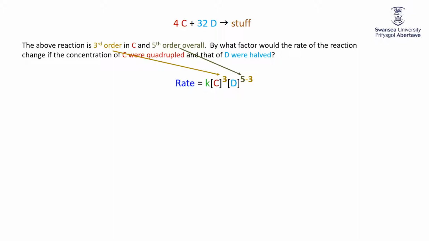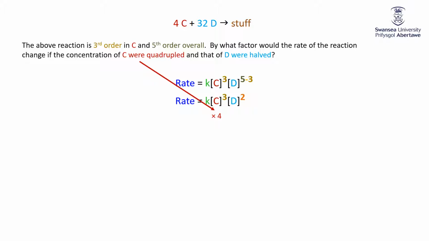So what we can immediately say from this information is the rate equals k. All rate laws start with rate equals k times concentration of C cubed, because I told you it's third order in C. Now I told you it's fifth order overall. Well, if the order with C is 3, then the order with respect to D is 5 minus 3, or 2. Okay?